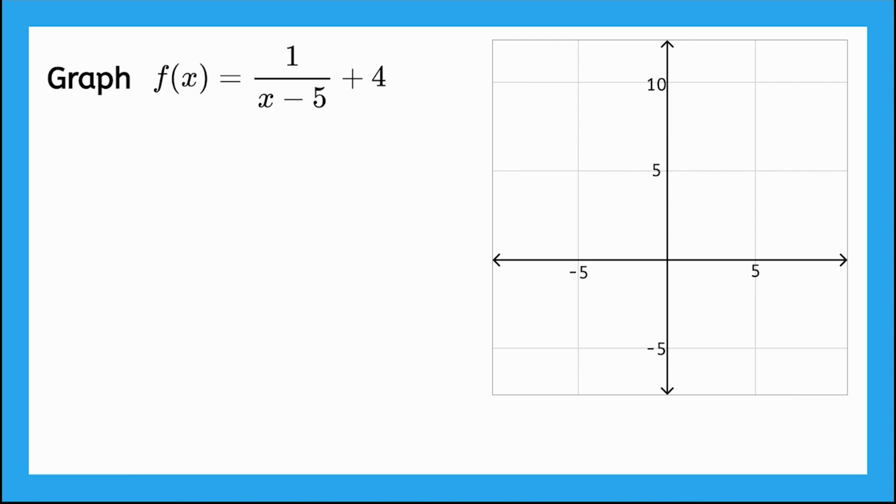For example, now that you know what the graph of 1 over x looks like, how would you graph f of x equals 1 over x minus 5 plus 4? Use your guided notes to use what you know about the parent function, 1 over x, and transformations of functions, and try graphing this transformed reciprocal function.